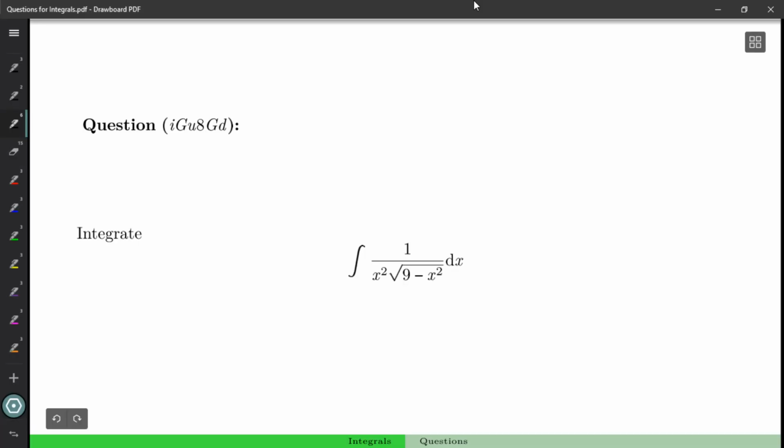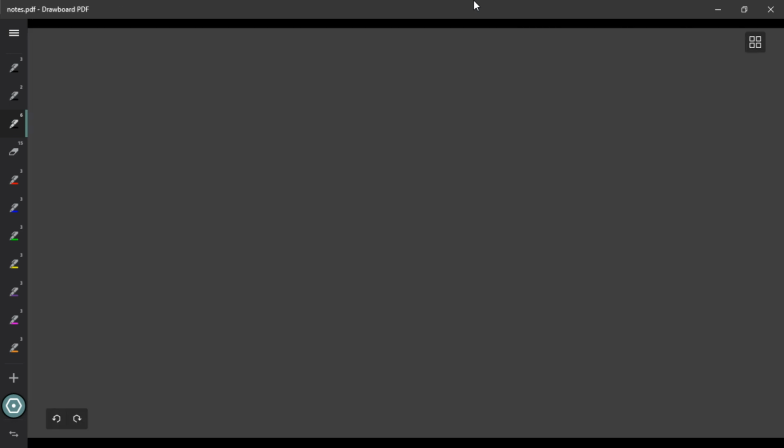Integrate 1 over x squared times square root of 9 minus x squared. So that radical there, a constant minus something squared, makes me think I need to do a trigonometric substitution. And that's exactly what we're going to do. We just have to think, well, which one should we use?